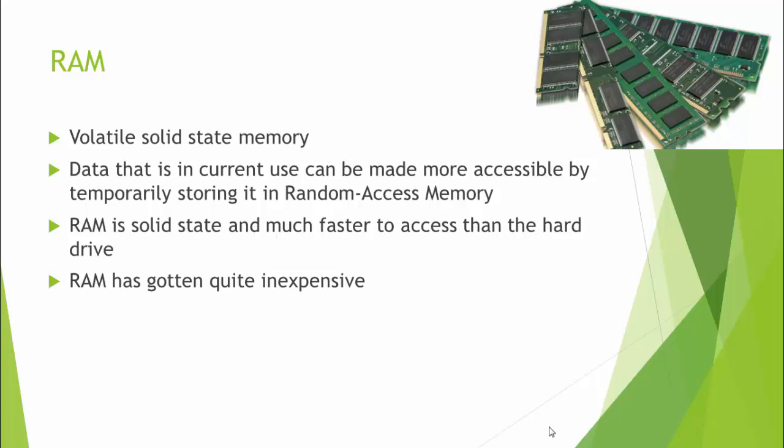Why don't we just use RAM? Well, there's two reasons. The first is that volatile designation. When you turn off the power in your computer, all the data in the RAM is lost. The second is that it is less expensive to store things on a hard drive than in RAM.